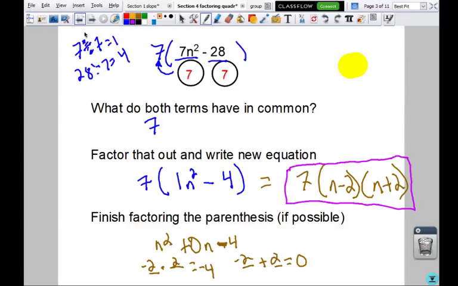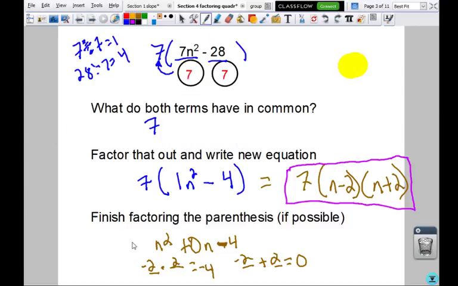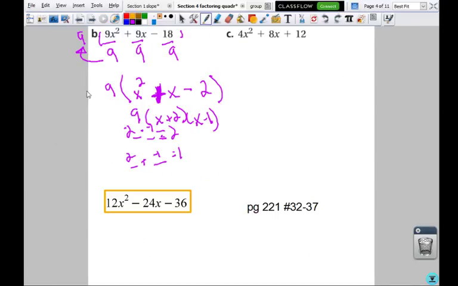If I look back at my first one, I took out an n also because I had an n squared and then I had an n. I could take out both of those, that's fine. But if I don't have an n everywhere or an x everywhere, I can't take it out.